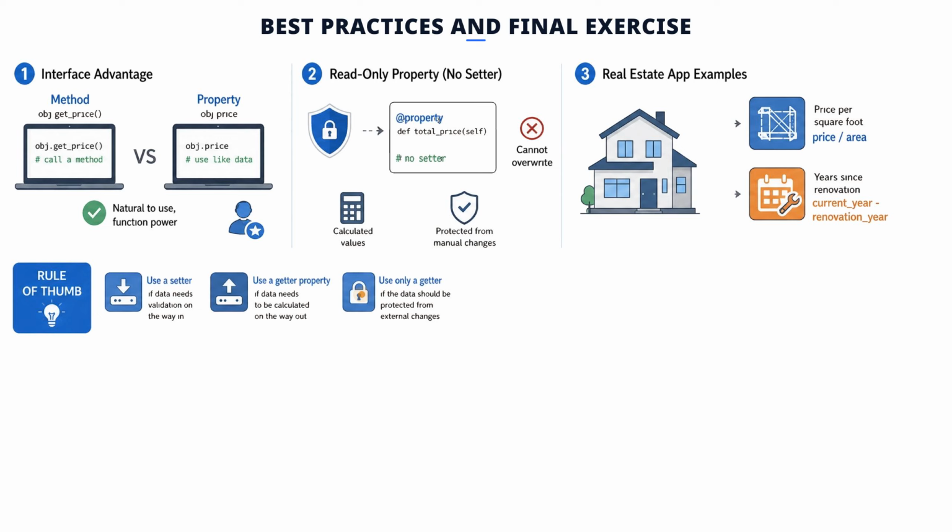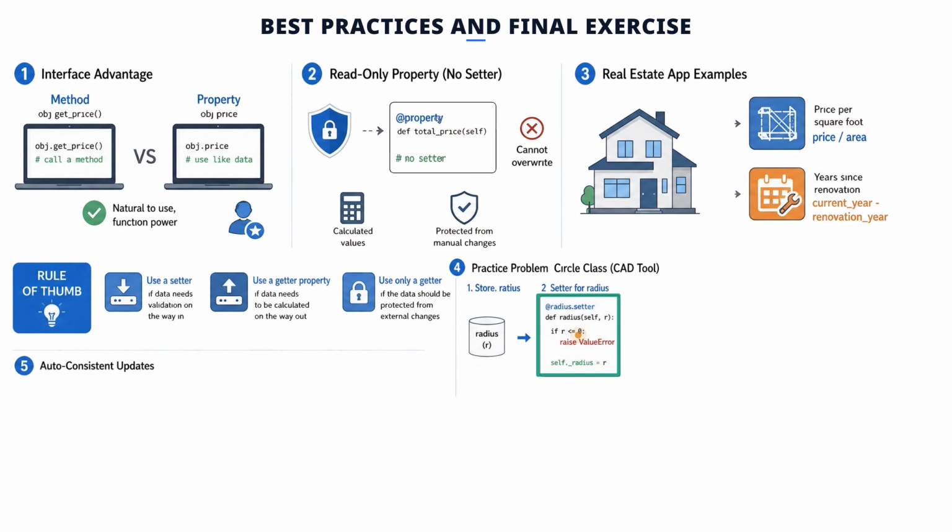As a final exercise, imagine building a circle class for a CAD tool. You only need to store one piece of actual data, the radius. To protect it, you would use a setter for the radius. Look at the logic here. It validates that the radius is greater than 0, ensuring it is mathematically valid.